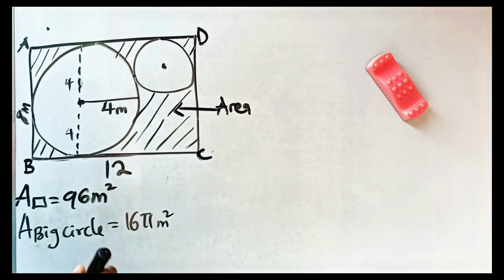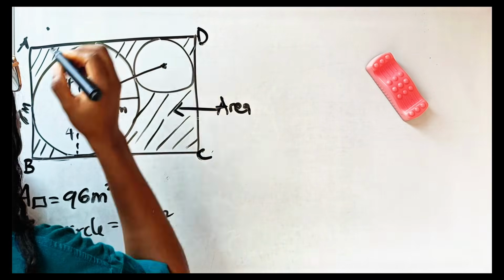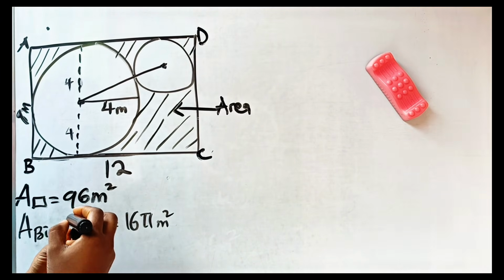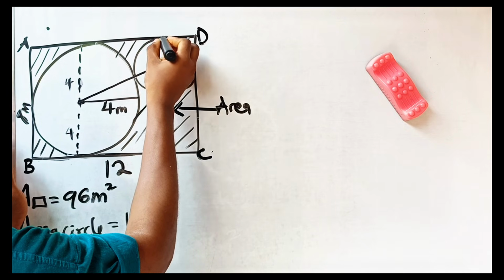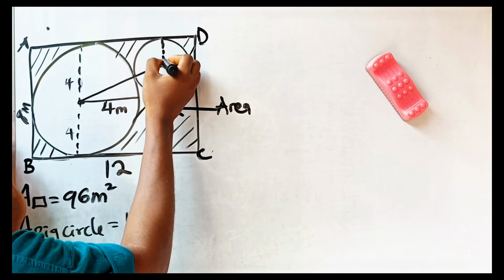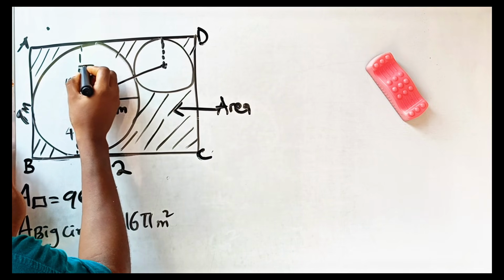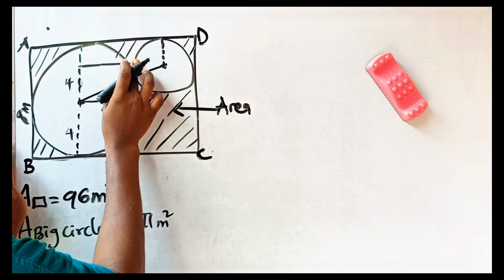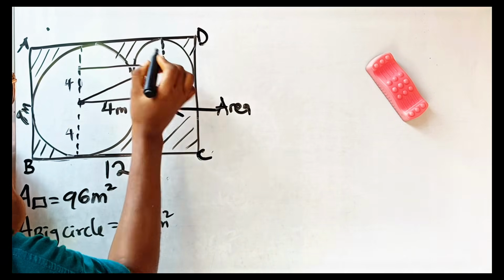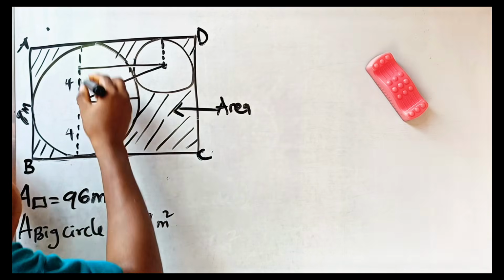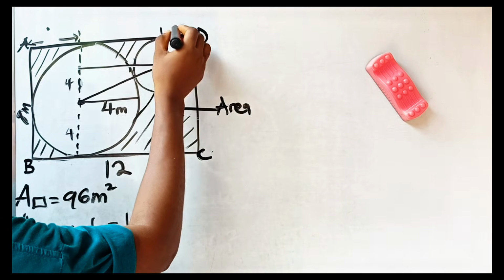So let me draw that. Let me join the two centers. Now, having done that, let us drop a perpendicular from here, and let's draw another parallel line to this point. Okay, so now we have the space here, we have here and we have here.